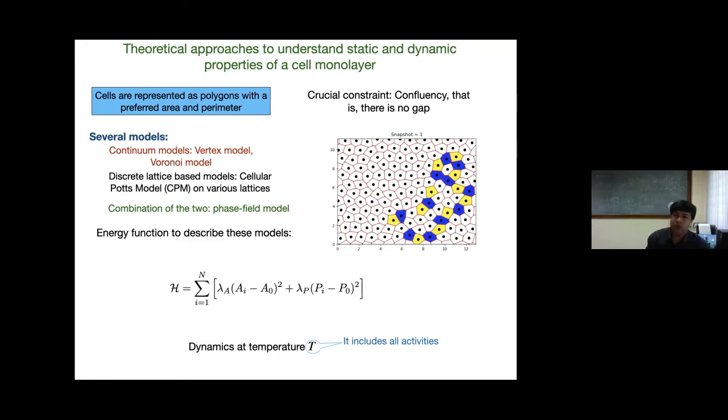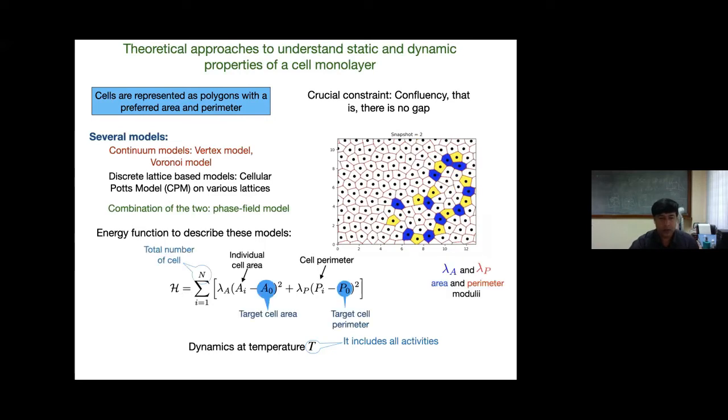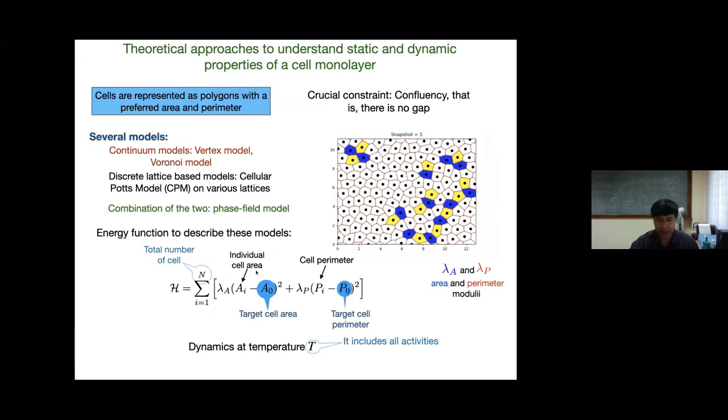In the theoretical approaches to understand the static and dynamic properties of cell monolayers, the cells are represented as polygons with a preferred area and a preferred cell perimeter. One crucial aspect of this system is the constraint of confluency, that is, there is no gap between cells. So the total cell area is the total system area as well. So there are different models, as I was saying: some continuum models and some discrete lattice-based models. The energy functions of these models are basically the following, this H, which is given as this.